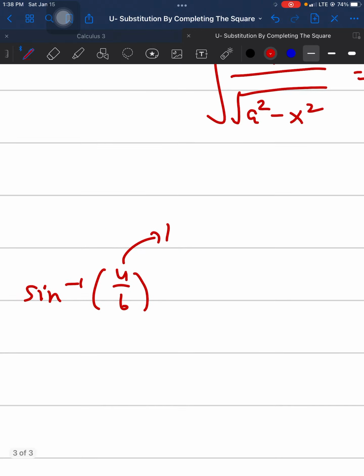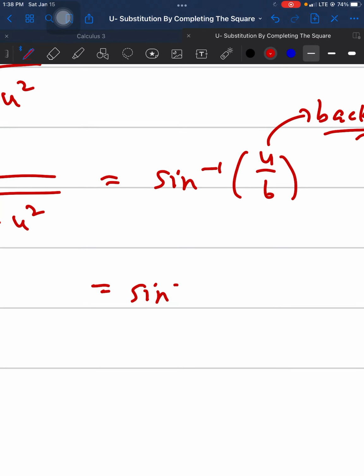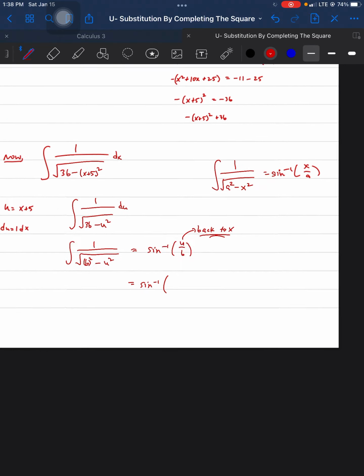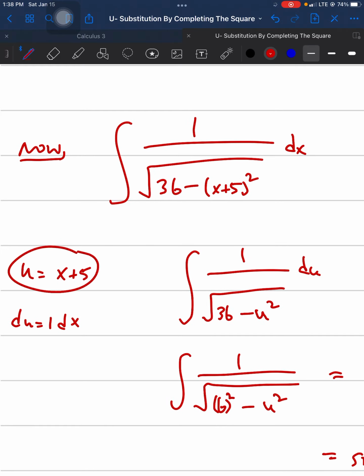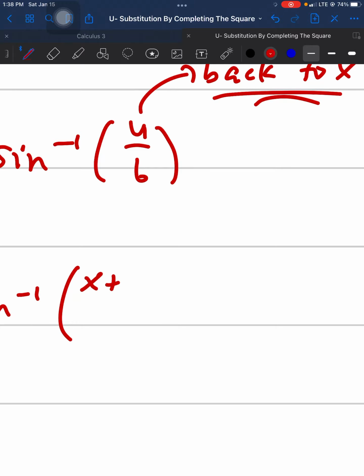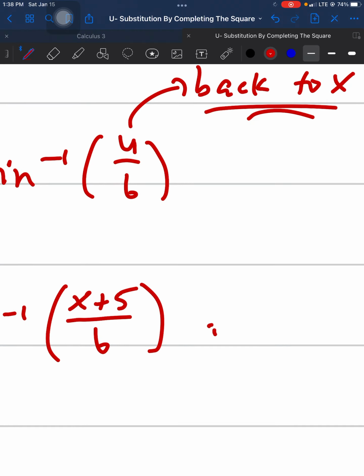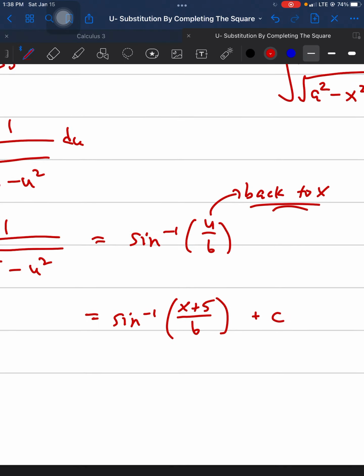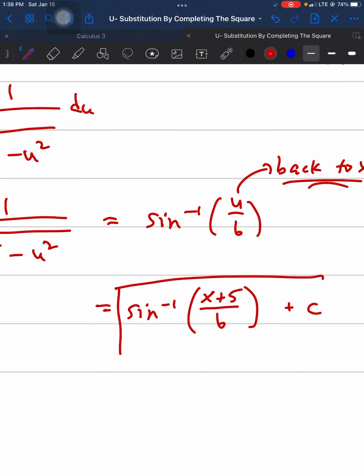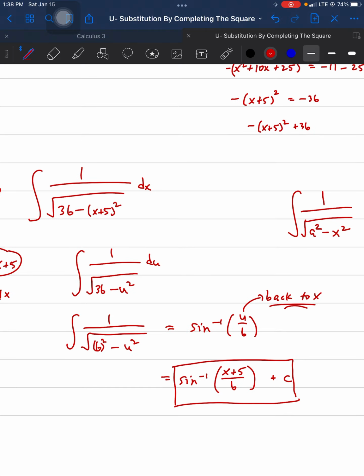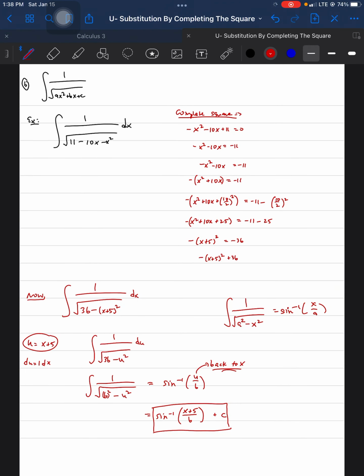And then when we switch, we want to switch back to x. So back to x. We get sine inverse. So u we said was right here, x plus 5. U is x plus 5 over 6, right? And this is just a general antiderivative, so you can't forget the plus c. Whenever there's an indefinite integral, you cannot forget that plus c. That's like a mandatory, like you have to put the plus c. So that's the general antiderivative of completing the square for this form of integral.